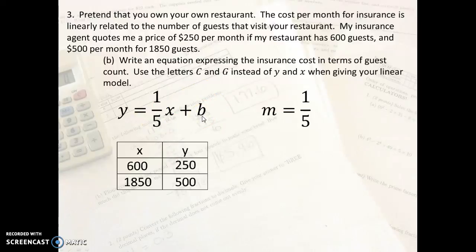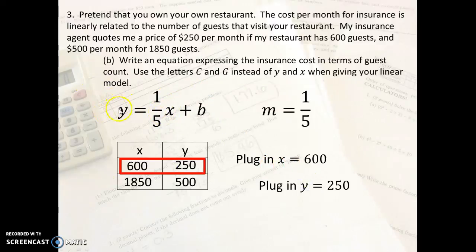I've talked about before, b is the intercept. I've also said b is the starting value. Well, there's no starting value here. I don't say my insurance starts at this, or the base cost is this, or the initial cost is this. There's no words like that in the story. So to solve for b, you're going to take an x and a y, plug the x number in the equation, plug the y number in the equation, and then solve for b. You'll take that 600 and 250, plug them right in, do some math, and solve for b. That's how you'll get a solution for 3.